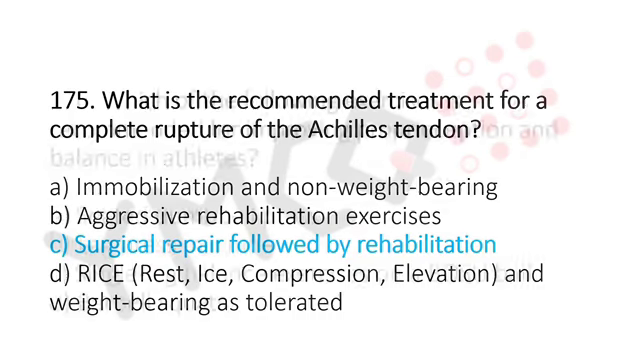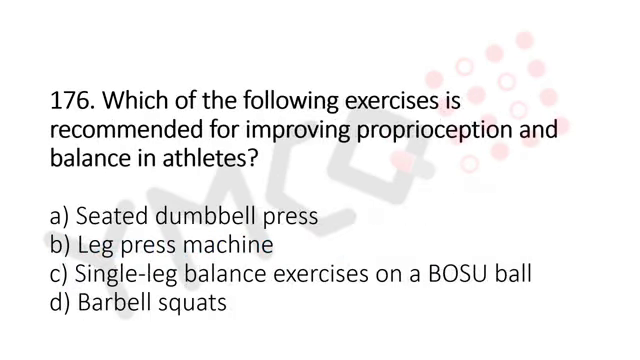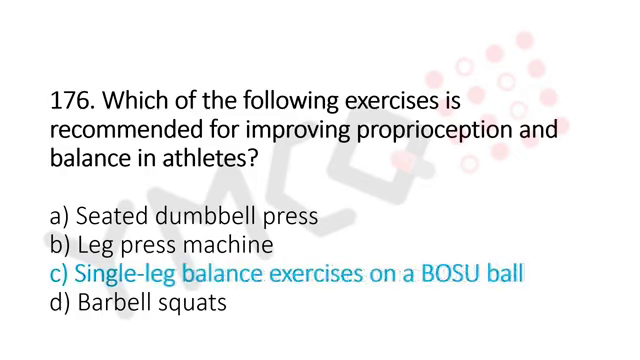Now let's move to question number 176. Which of the following exercises is recommended for improving proprioception and balance in athletes? Option A, seated dumbbell press. Option B, leg press machine. Option C, single leg balance exercise on Bosu board. Option D, barbell squats. And the answer is option C, single leg balance exercise on Bosu ball.